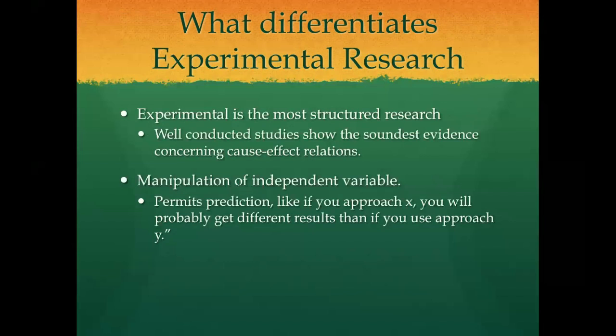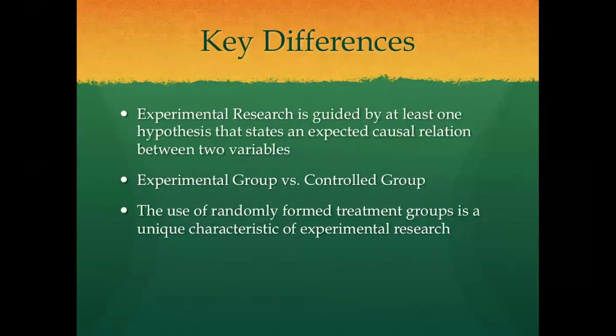Some other key differences in experimental research are that the experimental research is guided by at least one hypothesis that states an expected causal relation between two variables. Then also you have the experiment group versus the controlled group. These are just other names for the groups that are used when you are picking your sample selection. We'll talk about that later in the chapter. Then also the use of randomly formed treatment groups is a unique characteristic of experimental research.